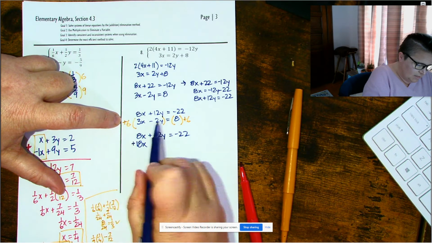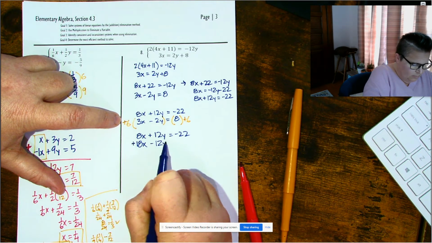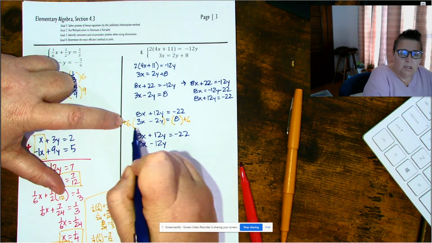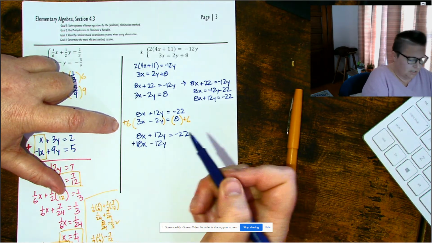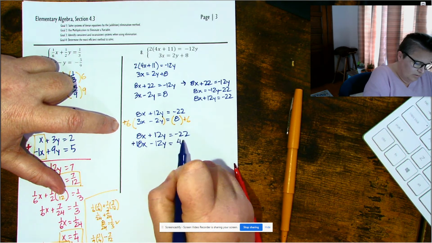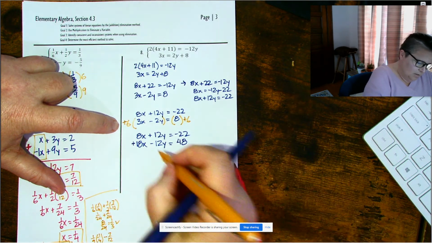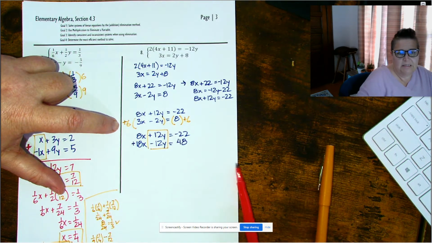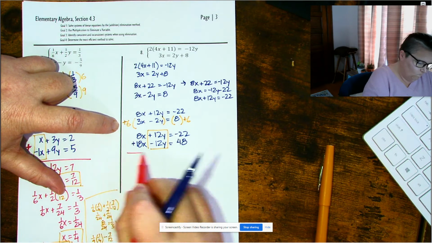So that'll be an 18x minus 12y, because I need these two to be opposite signs, and they already were. And if I multiply by a negative, that's going to change the sign. So I don't want to do that. Equals 8 times 6 is 48. Okay. Now, do you see how these are opposite in sign and the same number?